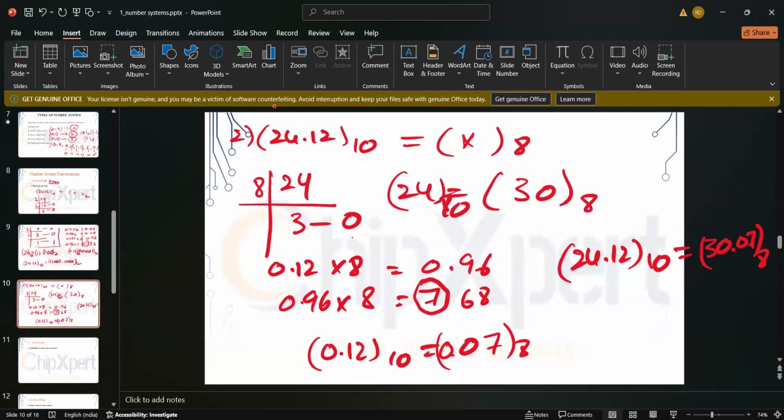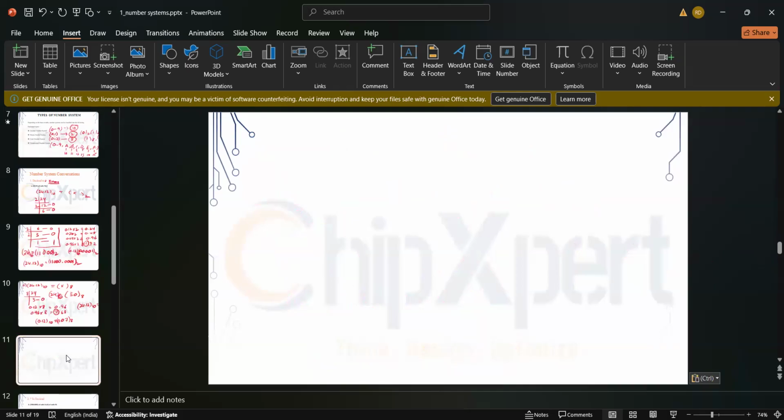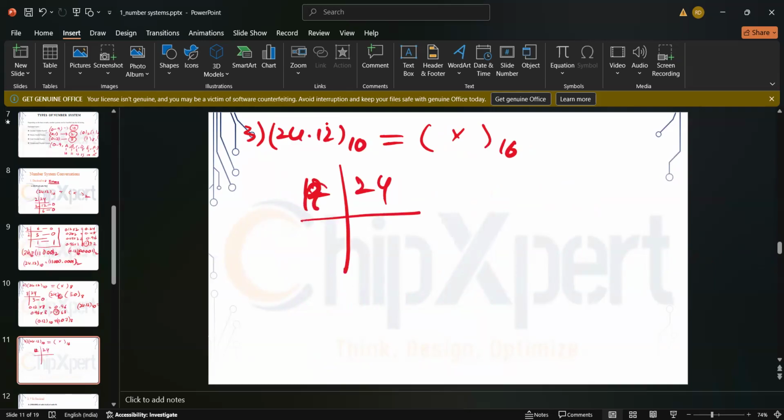Okay. And the next one is the same number, 24.12 of decimal number. I want to convert this decimal number to base 16, that means hexadecimal number. How am I going to do it? 24 is divided by 16. How many times will it go? It will go only once. And what was the remainder you will get? You will get 8 as a remainder, right? That means the representation of 24 in hexadecimal format is 18 of radix 16.